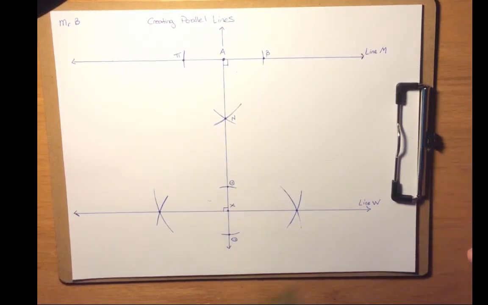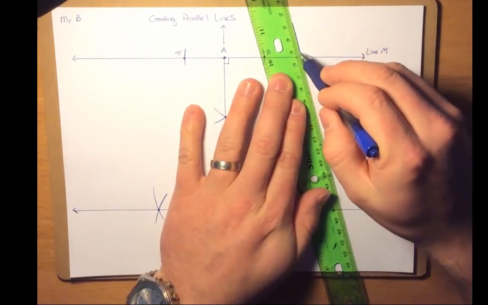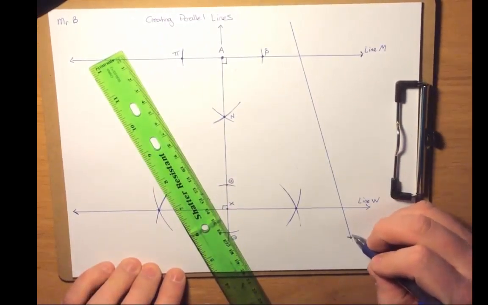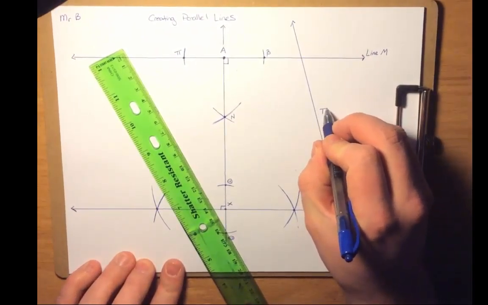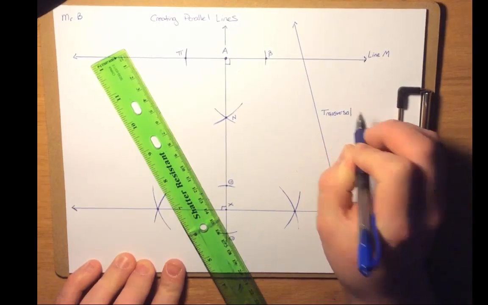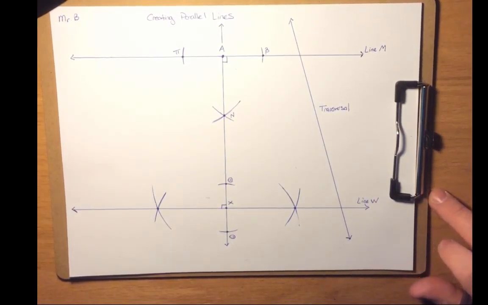No problem. On your diagram right now, draw a slanted line that goes through both parallel lines, and label it transversal. That's fine. And that's why I'm recording this.